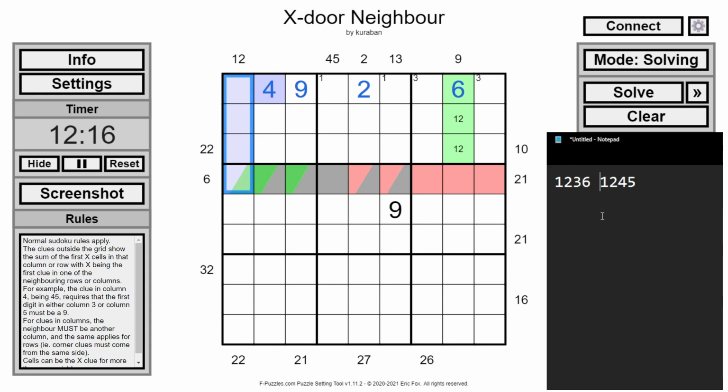So these are the 2 options for a 12 in 4 digits. So we have 1, 2, 3, 4, 5, 6 as the only options, but we've already used 1, 2, 3, and 4 in the row. So this is a 5 or a 6. We need a 1 or a 2, so one of them is a 1, one of them is a 2. And then one of them is a 3, and one of them is a 4.